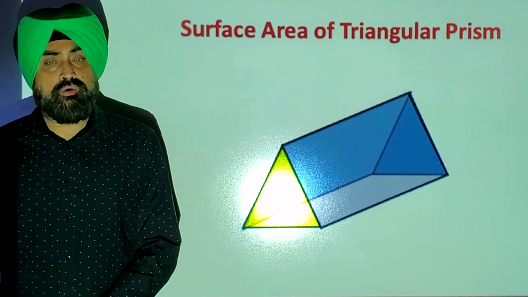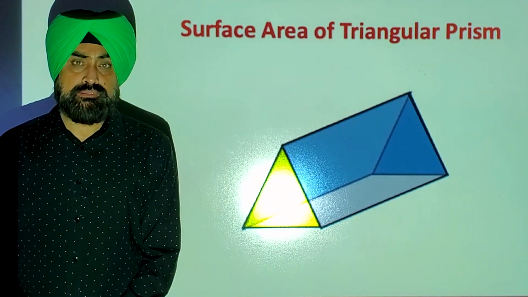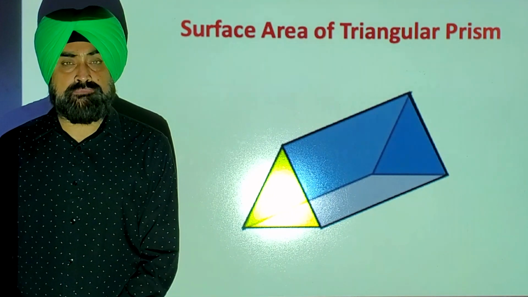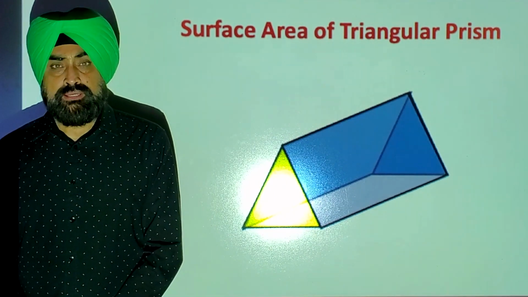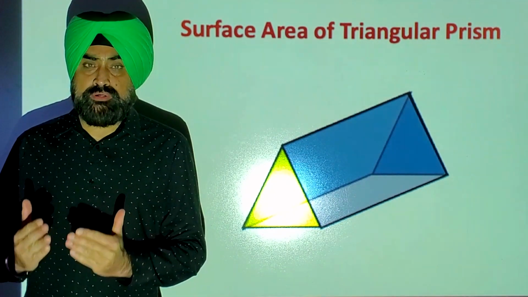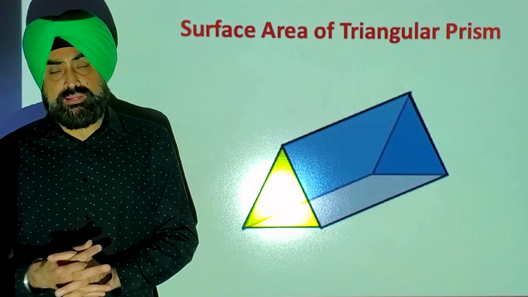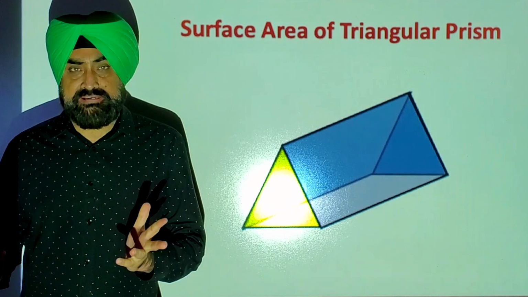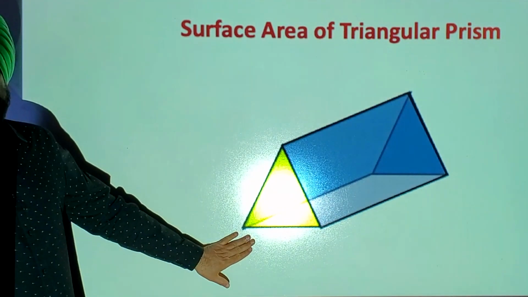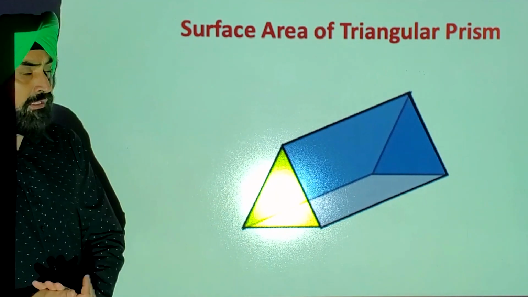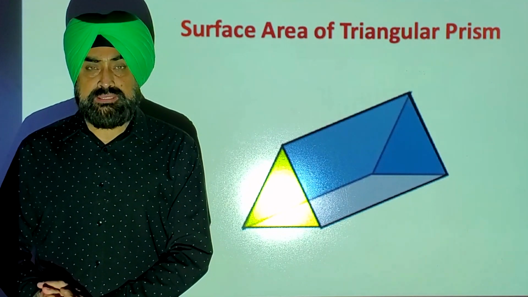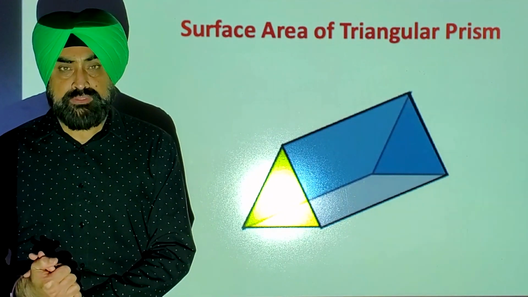Students, let's see how to find the surface area of a triangular prism. Let's first understand what a triangular prism is, or what the shape of a triangular prism looks like. For example, a tent. This is a triangular prism. Now, how do we find the surface area of a triangular prism?